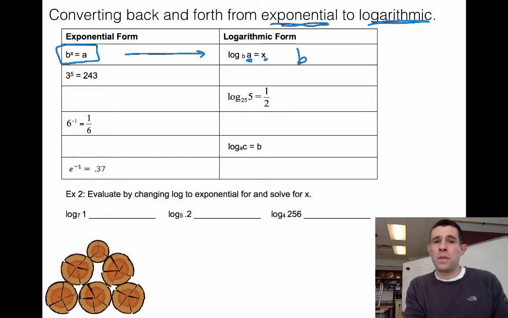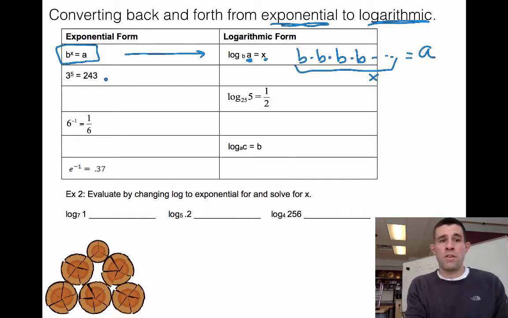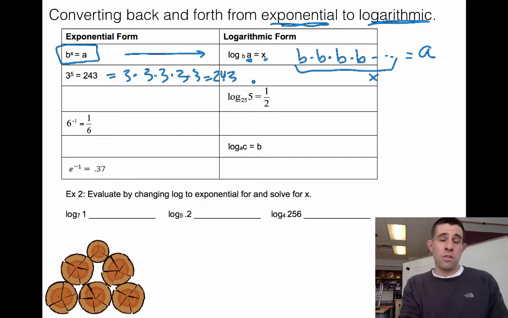In other words, b times itself, x times, is going to produce the number a. All right, let's take a look at this example. 3 to the 5th power, which you know is 3 times itself 5 times, is going to generate the number 243. Now, if I wanted to write that in logarithmic form, I would say log base 3 of the number 243 should be equal to 5. In other words, 5 is the power I raised 3 to in order to generate 243.